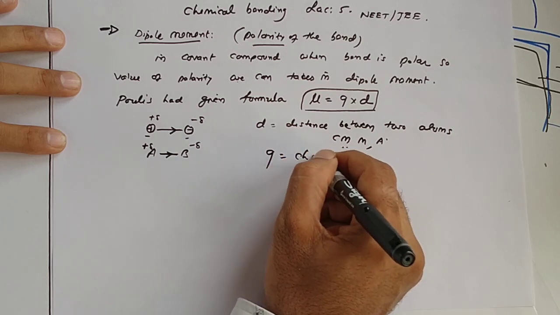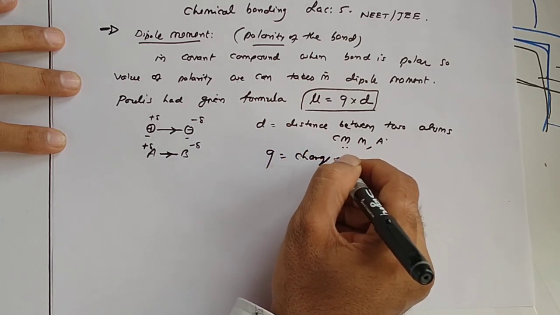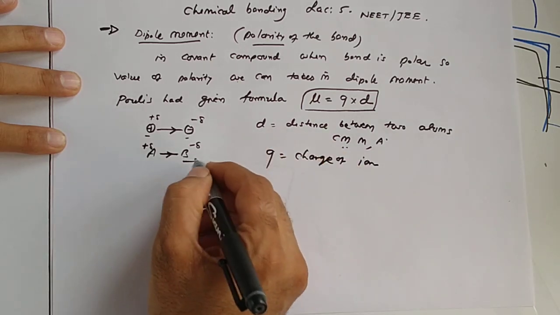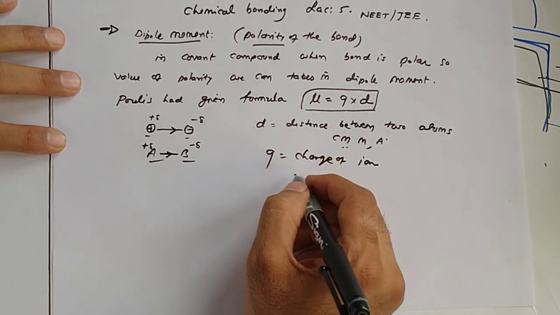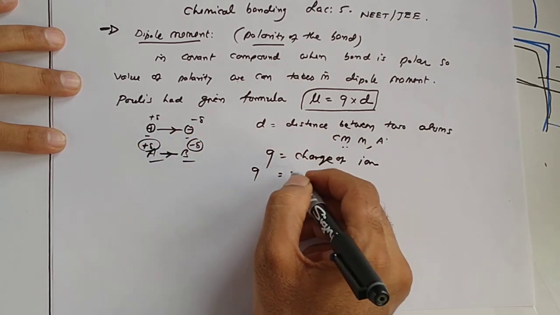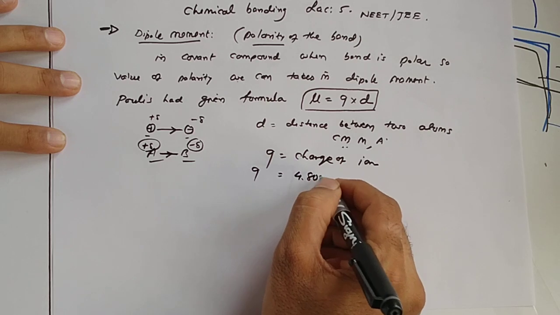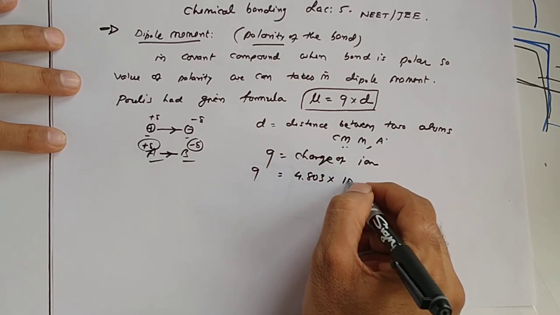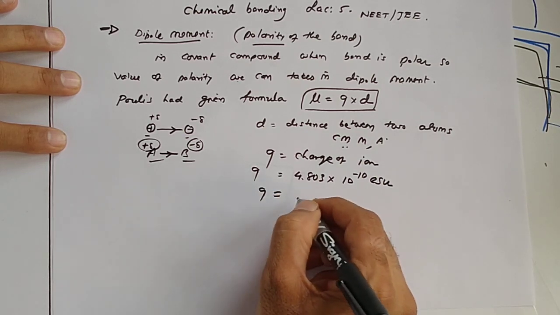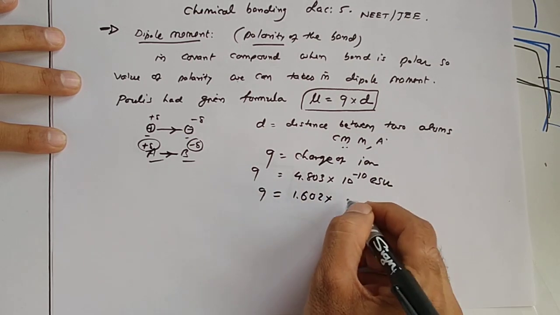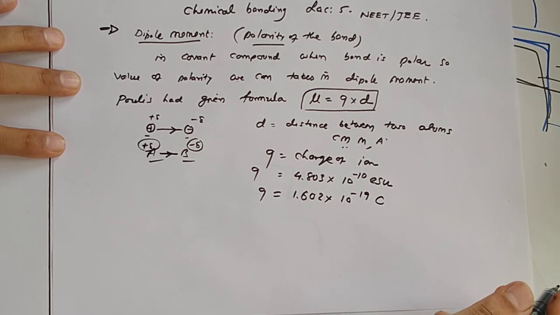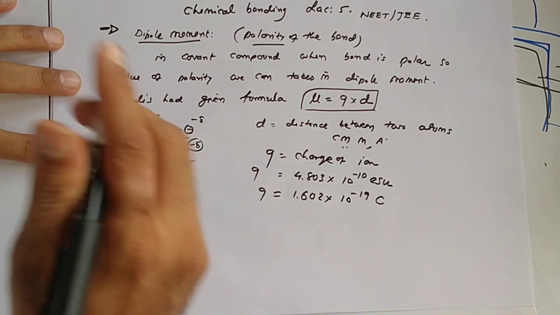Q is the charge of radical or ions, atoms, otherwise plus or minus. In CGS it is 4.803 into 10 raised to minus 10 ESU, but in MKS we are taking 1.602 into 10 raised to minus 19 coulomb.